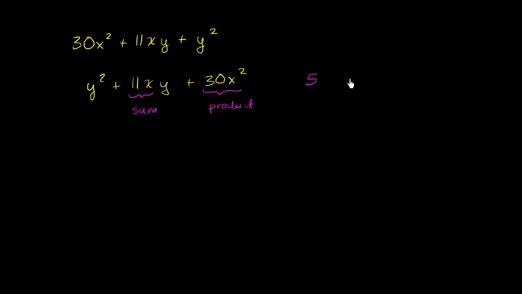So 5 and 6 would work for 30, but we have 30x squared. So what if we have 5x and 6x? Well, 5x times 6x is 30x squared, and 5x plus 6x is 11x. So this actually works. So then our factorization of this expression is just going to be y plus 5x times y plus 6x. And I'll leave it up to you to verify that when you multiply it out, it does indeed equal this up here.